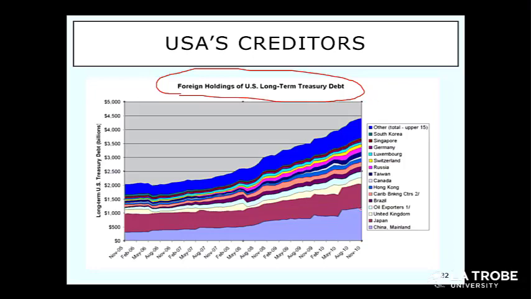So who are the creditors for the US government? The first one being China, right? So China has a sizable holding of US debt. The second is Japan, followed by other countries, right? So we have a few Asian countries here in the list.